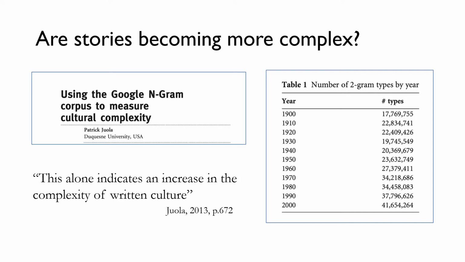However, Juola interprets this not as an indication of the growing complexity of literature, but rather as an indication of the growing complexity of the world around us. And he may be right. After all, the Google Books corpus contains much more than simply fiction, and even if it did just contain fiction alone, we would not be able to say that this complexity reflects an increase in the complexity of fiction versus an increase in the complexity of the reality that that fiction depicts.